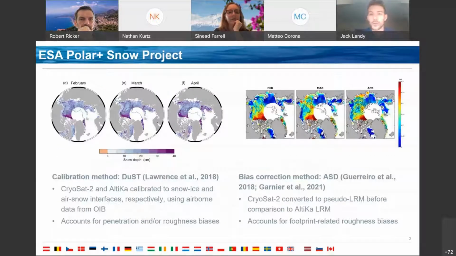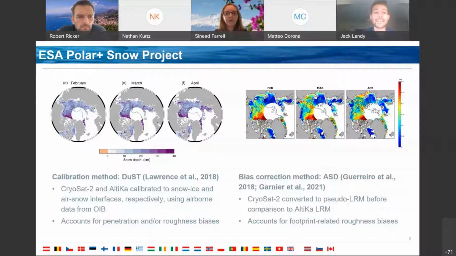So the basis for this project are two main methods that were developed by members of our consortium a few years back. The first of these we call the calibration method. This is the dual altimetry snow thickness product led by Isabel. And the authors here, they used CryoSat 2 and Antarctica freeboards, radar freeboards, and these were then calibrated to the snow ice and the air snow interfaces respectively by using coincident airborne observations from Operation IceBridge.